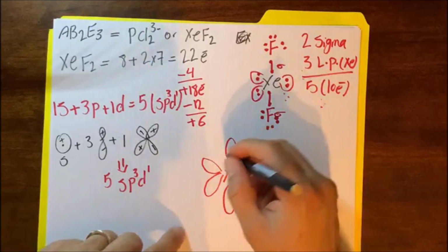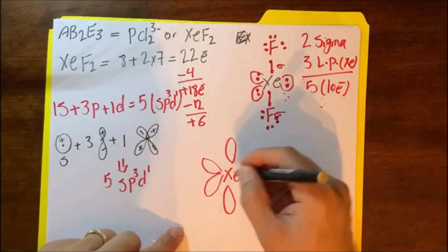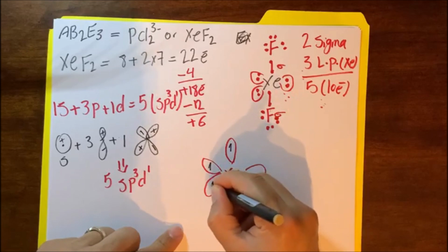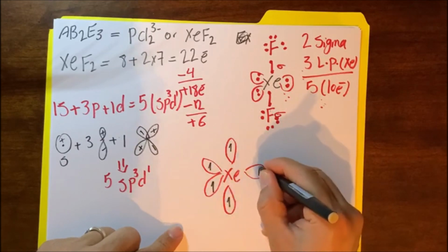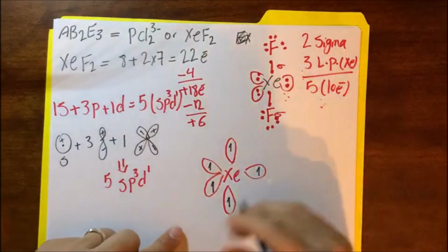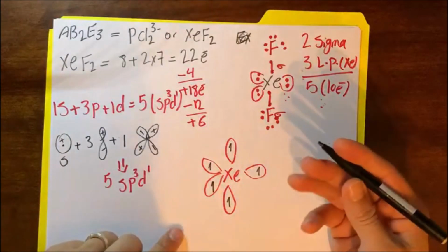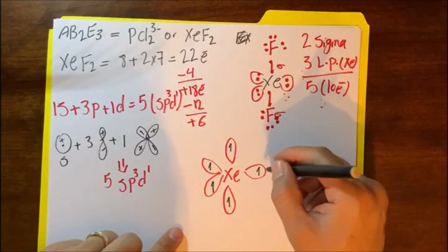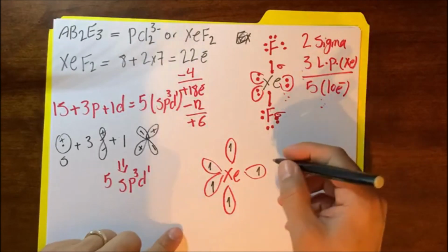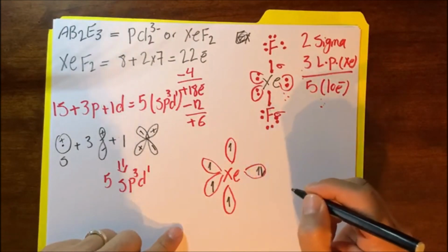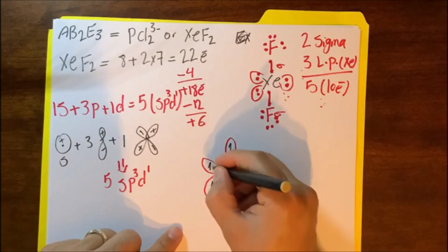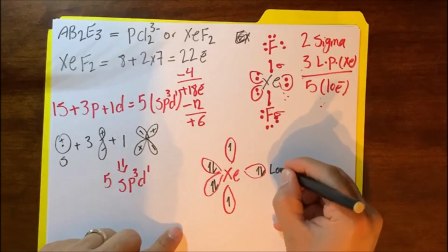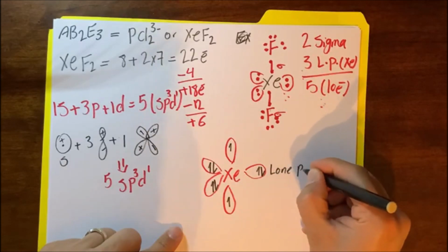The valence electrons of the central atom, xenon, which is in group 8. So I use 5 of them. Now I need to pair some electrons, and I start with the equatorial position. Okay, 6, 7, 8. So we have 3 lone pairs.